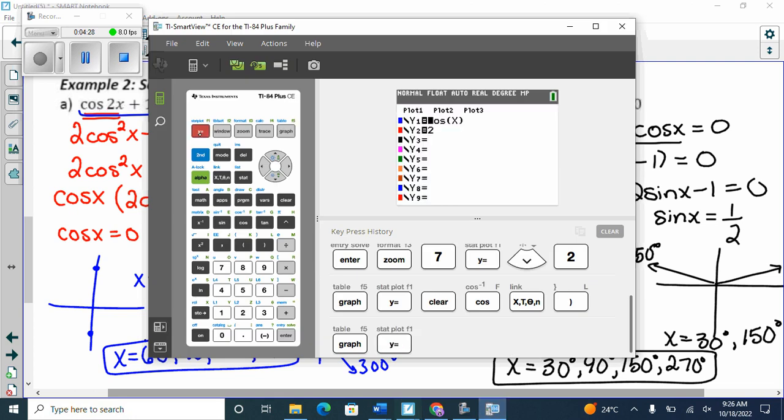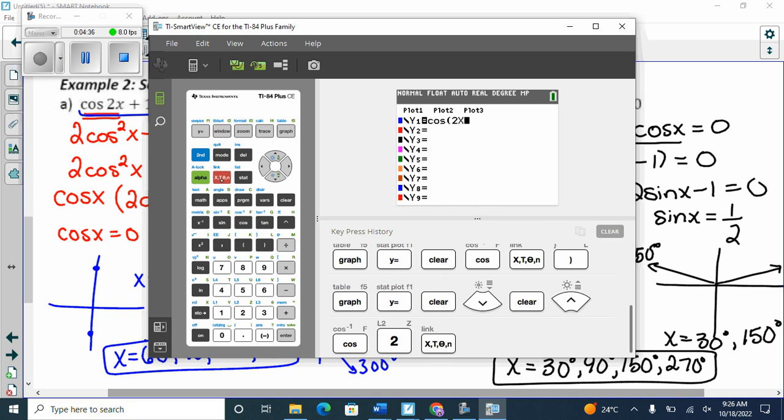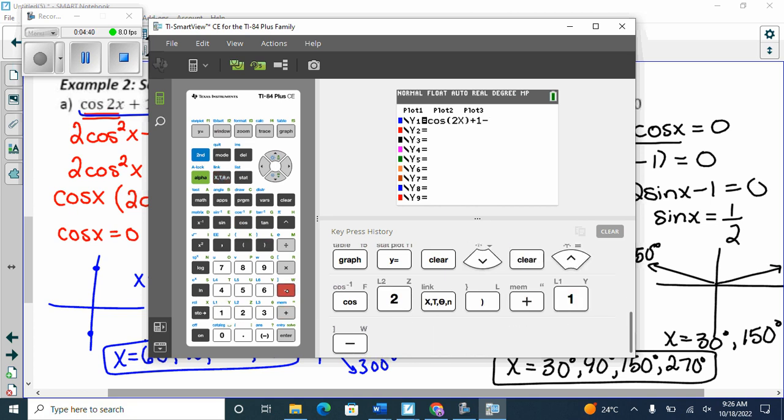So I put the left side into y1. Cos 2x plus 1 minus cos x, and then 0. Now if I have the older calculators, not the colored ones, I would go over here to the slashed line and hit enter once because it makes it thicker. Remember how we went over that?